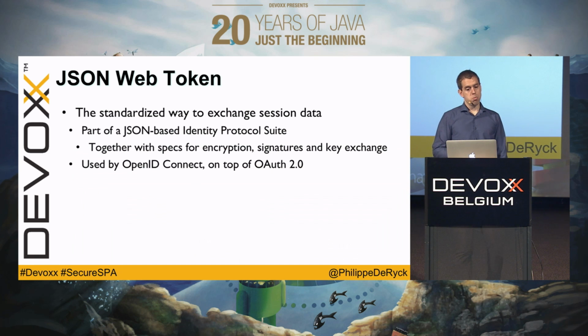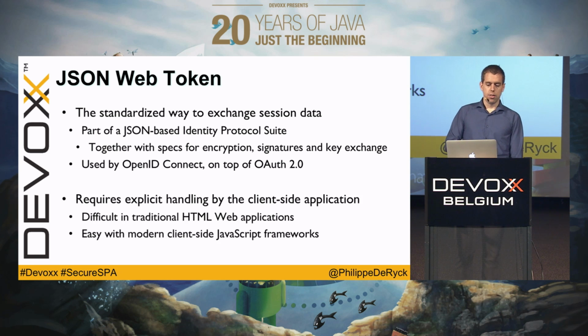This spec is part of a JSON-based identity protocol suite because they have some additional things to do encryption, signatures, and key exchange. And the main reason it's in there is because it's used by OpenID Connect on top of OAuth 2. So this is definitely something that will be staying. I think it's a good thing to use, and it's definitely an easy way to store data in your application.